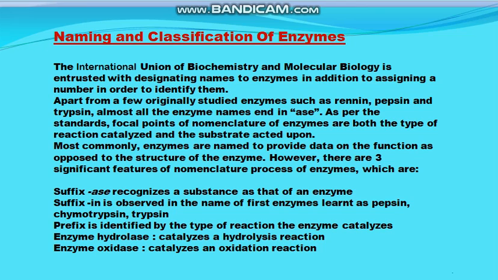However, there are significant features of the nomenclature process of enzymes, and they are suffix and prefix. Suffix means the word which is at the end, and suffix ase is provided to the enzyme which recognizes the substance that it is an enzyme, and suffix in, like in rennin and pepsin and trypsin, was observed in the names of the enzymes earlier. And now prefix is identified by the type of reaction the enzyme catalyzes. For example, hydrolase catalyzes the hydrolysis reaction, and oxidase catalyzes the oxidation reaction. So this is how the naming of enzymes is done.